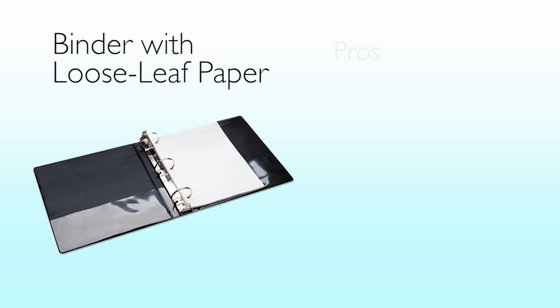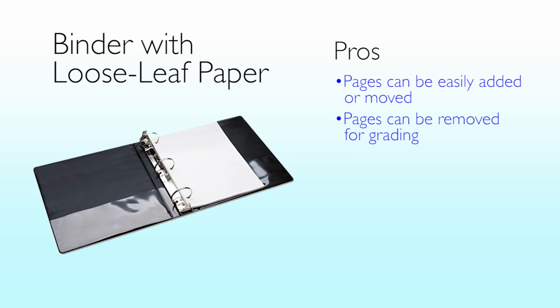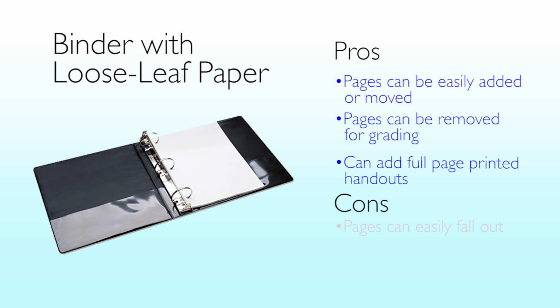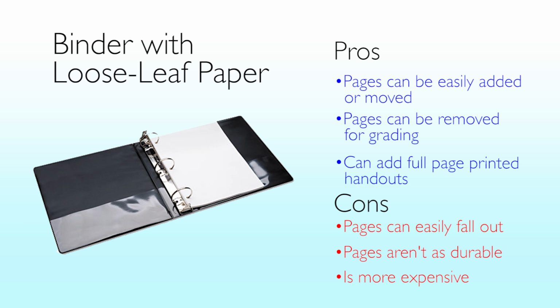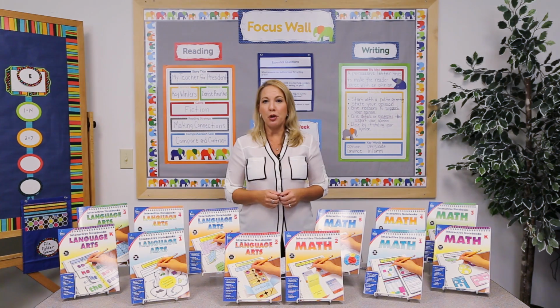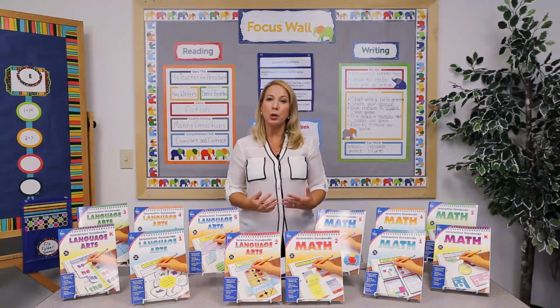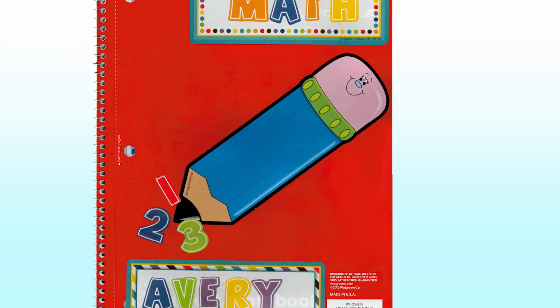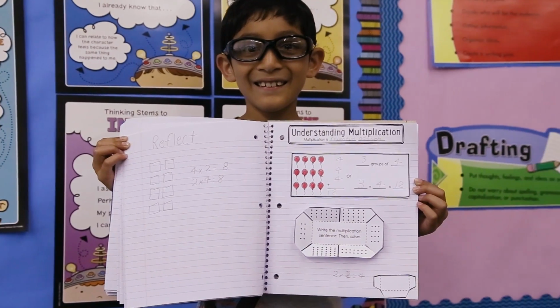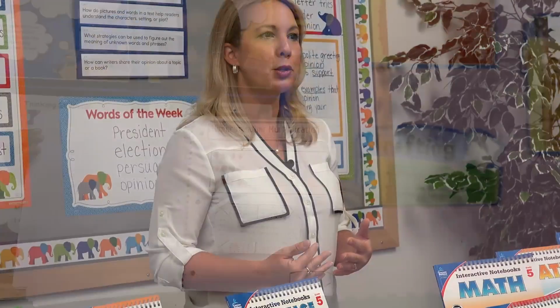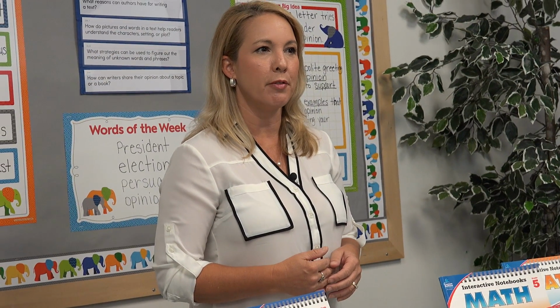For binders with loose-leaf paper, pages can be easily added, moved, or removed. Pages can be removed individually for grading, and you can add full-page printed handouts. However, pages can easily fall out, the pages aren't as durable, and they're more expensive than a spiral notebook. After choosing your notebook type, you'll want to allow students to personalize their notebook cover. Having students decorate their notebooks provides them with a sense of pride and ownership. It also emphasizes the personalized nature of the notebook itself.